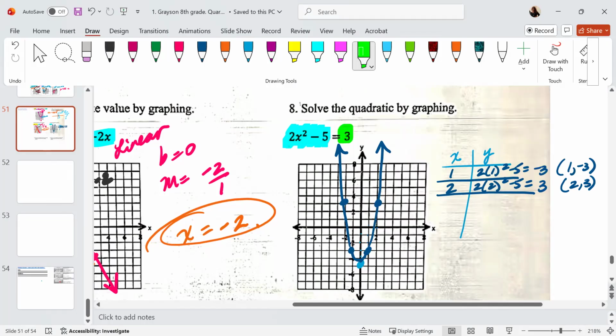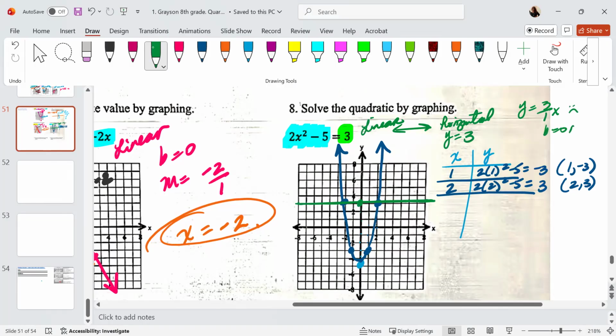Now, how do you grab this one here? That's a linear. Yeah. It's just a horizontal line. Okay. Not 3 over 1. It's just 3. This is y equals 3. It's a horizontal line. Y equals 3 over 1x. That's not the same, dude. That's saying b is at 0, but the slope is 3 over 1. This is not the same. They're not equal. Do you see that?